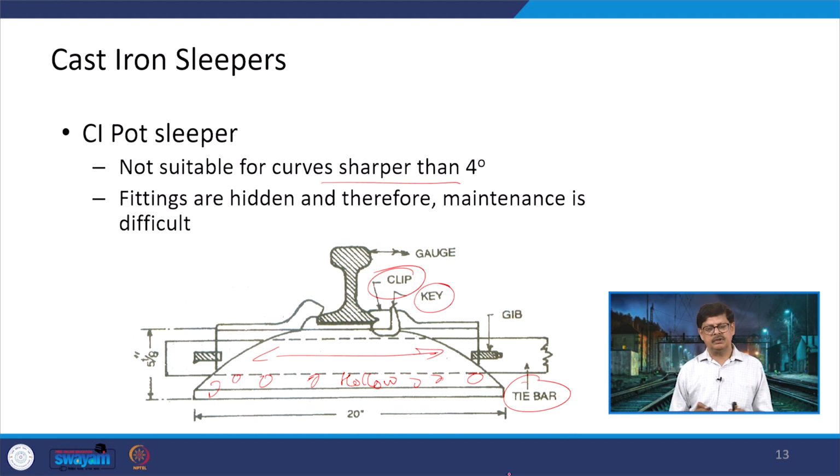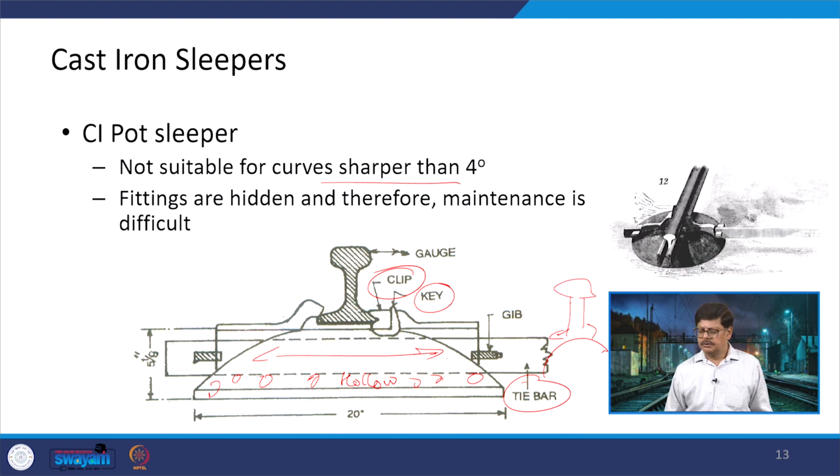So, that is one side of an advantage also of the shape of this, and in that sense if you see that there is one pot being provided here. So, there is going to be another pot on the other side, and on the top of that will be a rail which will be fixed here. So, this is how it will look like.